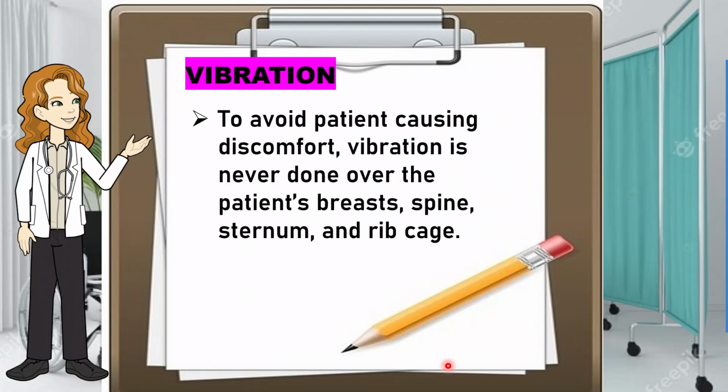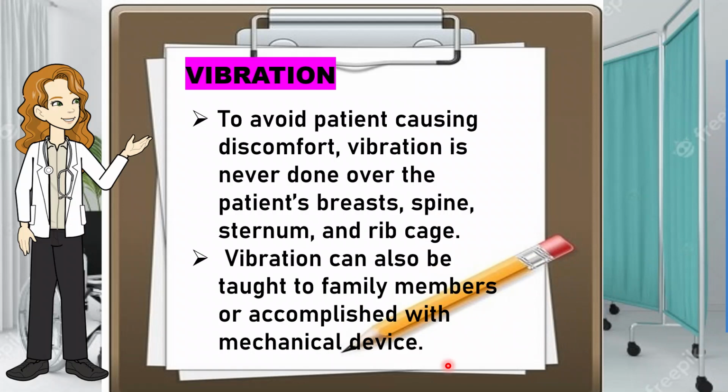To avoid causing the patient discomfort, vibration is never done over the patient's breast, spine, sternum, and rib cage. You have to take note of this. It can also be taught to family members or accomplished with a mechanical device. So you can teach the family members because you will not be around all the time, especially if the patient is in a ward where you will be handling more than 20 patients. So it would be difficult for you to do the procedure every now and then.